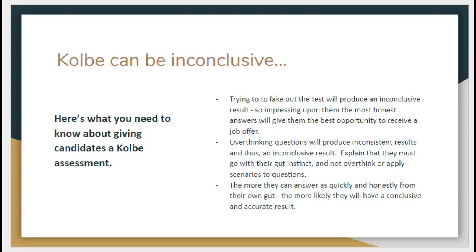If you get an inconclusive answer, there's not much you can do about that because you really can't retest them right away. Kolbe actually recommends you wait 14 to 28 days before you retest. So you want to impress upon them that being totally honest and going with their gut is the best thing they can do to be able to get themselves a job. So overthinking is something that will produce inconsistent results. So this really is about instincts, and overthinking can throw that off. So make sure that you really impress upon them that overthinking can create an inconclusive result. Again, putting them in the position where they may not now be eligible for the job because you don't have a consistent Kolbe for them.